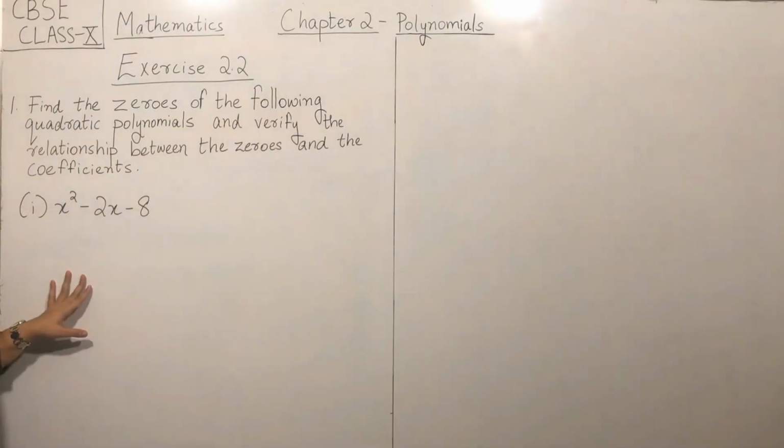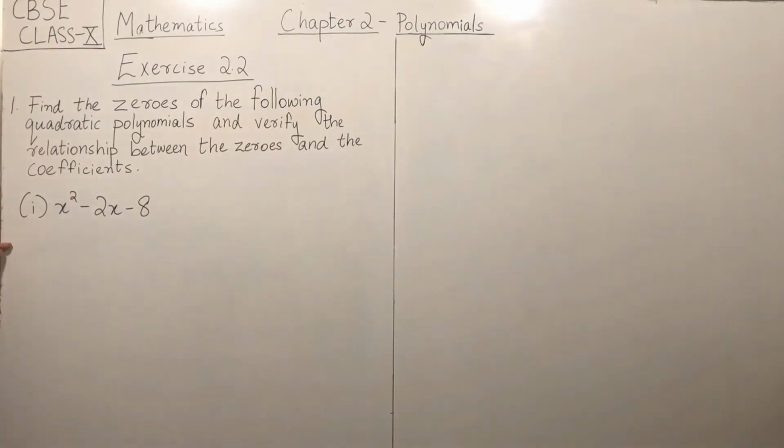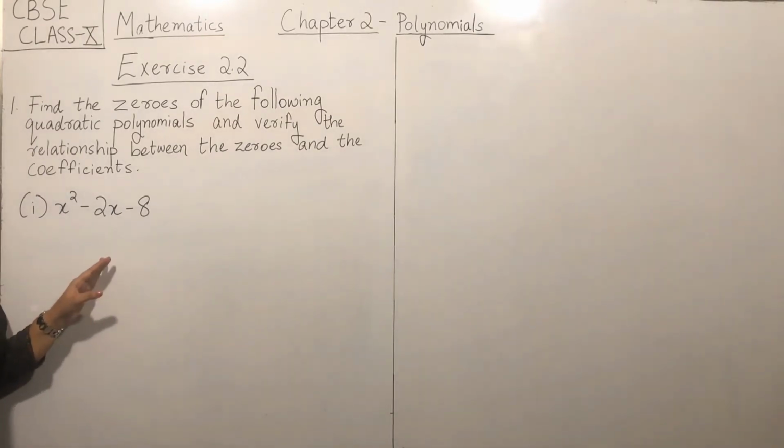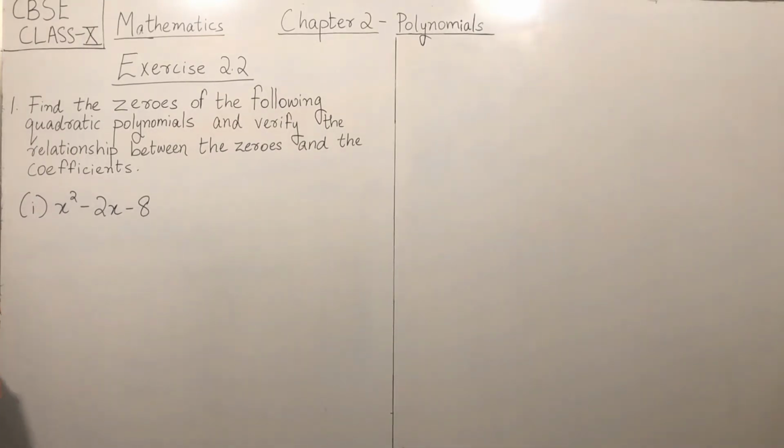So today we are discussing exercise number 2.2. Find the zeros of the following quadratic polynomials and verify the relationship between the zeros and the coefficients. This is a question. We need to find the zeros and then we need to state the relationship between zeros and the coefficient. Okay. Now this is our question.